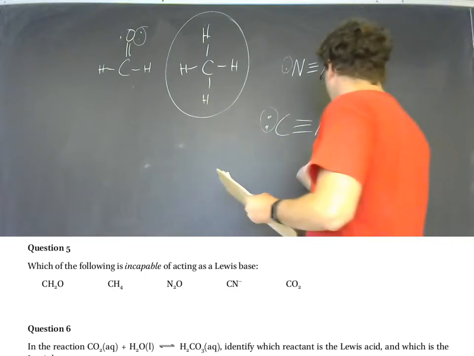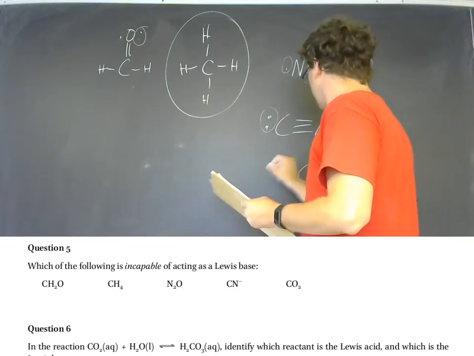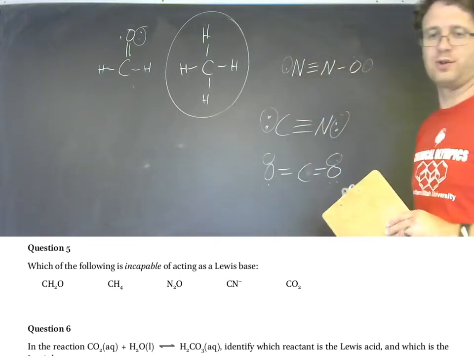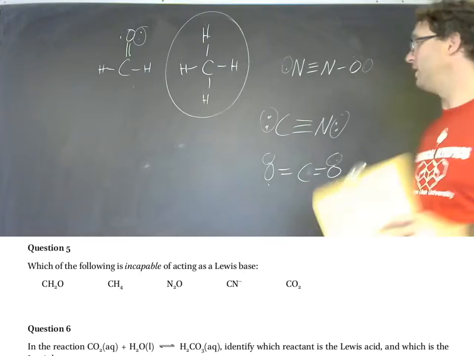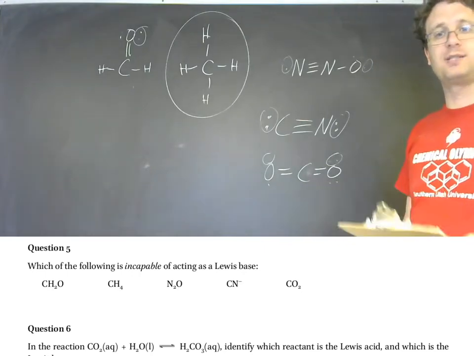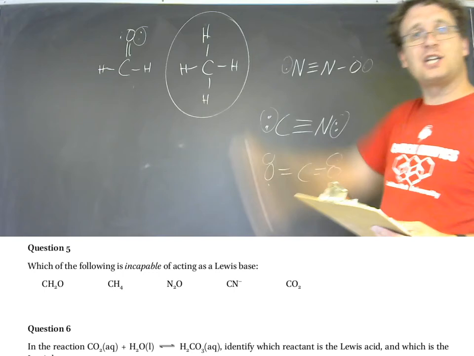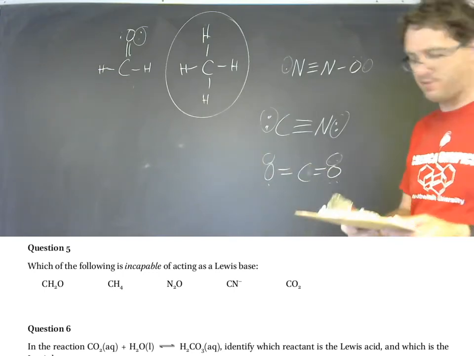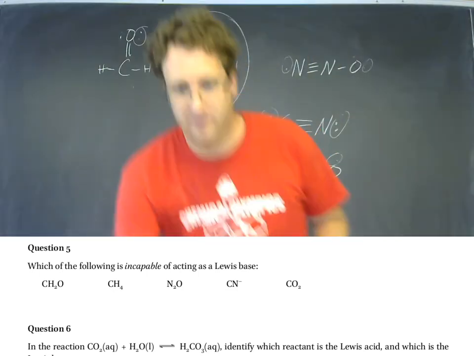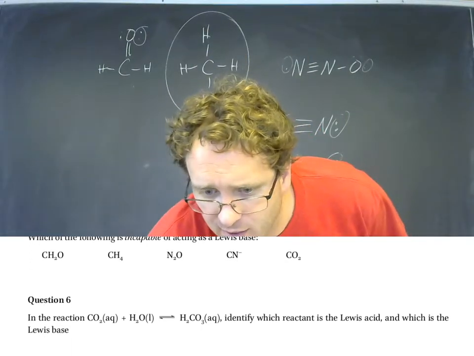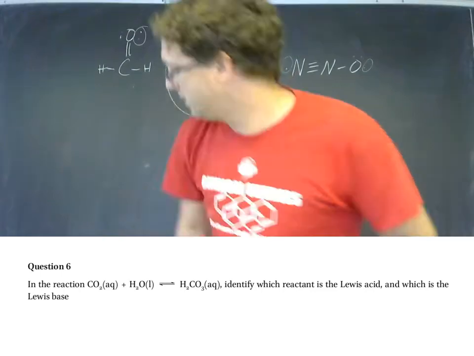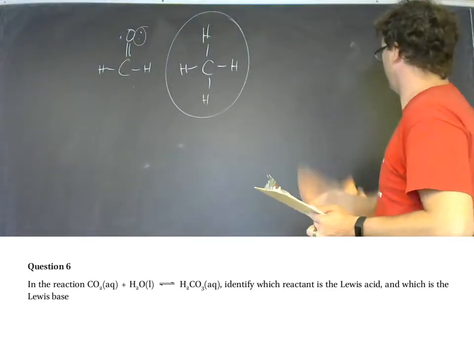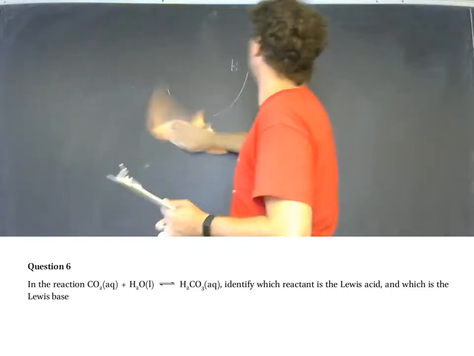And finally, carbon dioxide. Here's lone pairs all over the place. It could at least conceivably act as a Lewis base. So that makes methane, CH4, the only compound given here that is incapable of acting as a Lewis base. But we're going to see that the carbon dioxide, even though it can act as a Lewis base, we'll see it acting in a different way in just a moment here.